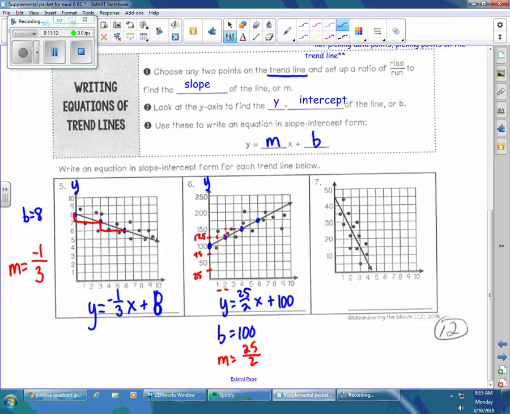Now 25 and 2 are not divisible by the same number, so I'm just going to leave it as 25 halves. Okay, hopefully you're feeling more comfortable. Pause the video, do the next one, and then check your work.